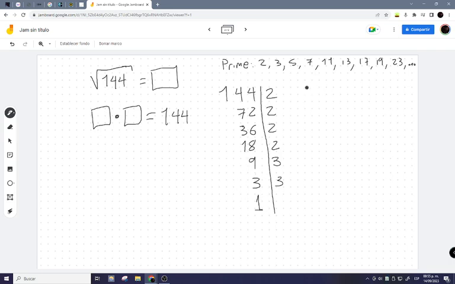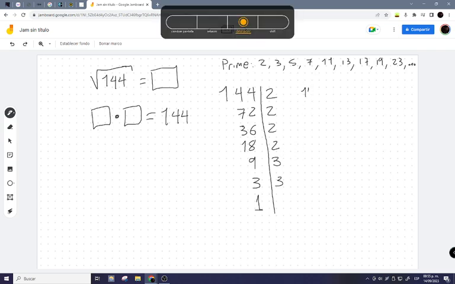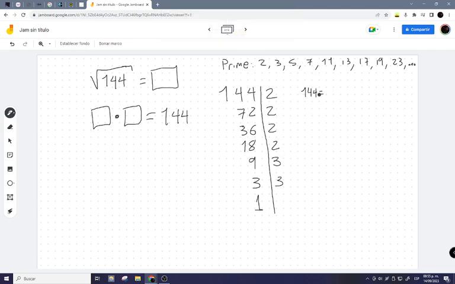And 144, sorry, is the product of 2 times 2 times 2. How many 2's are there? 1, 2, 3, 4. Times 2 times 3. Yes, that's the result. If we multiply these numbers, we will get 144.